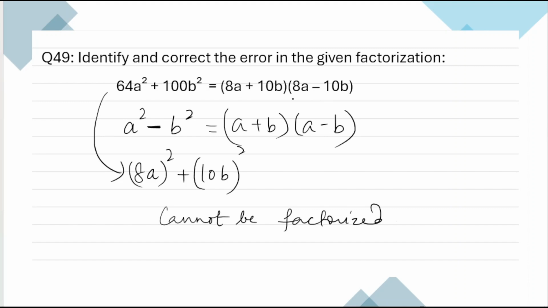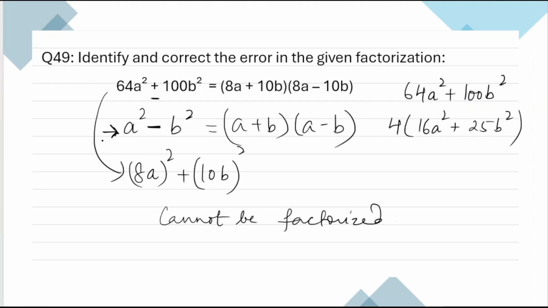If the student wants to factorize it, at most he can do is 64a square plus 100b square. So 64 and 100, what is the common factor? It's 4. So 16a square plus 25b square. This can be the factorization of the given polynomial by taking out the common factor 4. But the student cannot use this special product for this kind of question, because we have plus here. It should be minus to apply this kind of identity.